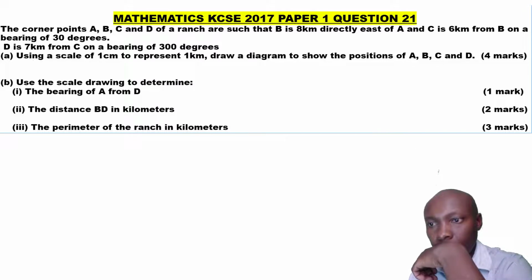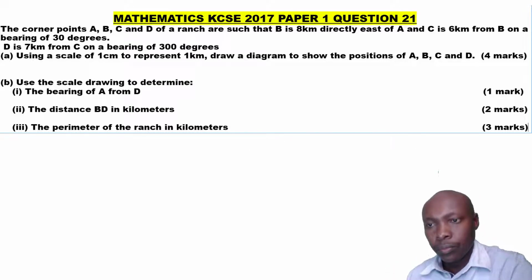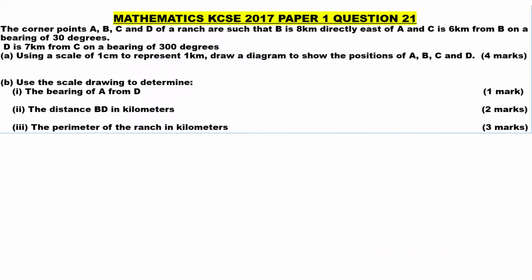A. Using a scale of 1 centimeter to represent 1 kilometer, draw a diagram to show the positions of A, B, C and D. 4 marks. B. Use the scale drawing to determine: 1. The bearing of A from D, 1 mark. 2. The distance BD in kilometers, 2 marks. 3. The perimeter of the ranch in kilometers, 3 marks. So that is the question.